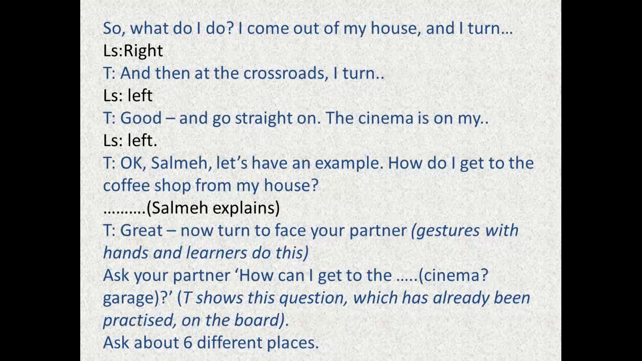Great. Now turn to face your partner. Gesture with this. Make sure they all know where they're supposed to be and who they're supposed to be working with, and get them looking at each other before you move on. Ask your partner, how can I get to the cinema, the garage? This question is a question which you will already have practiced, drilled perhaps. It's on the board so they can see it. Ask each other about 6 different places, and off they go.